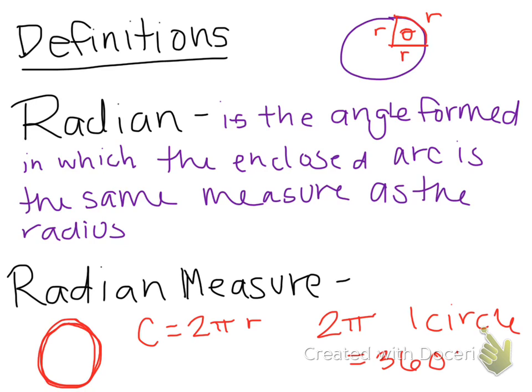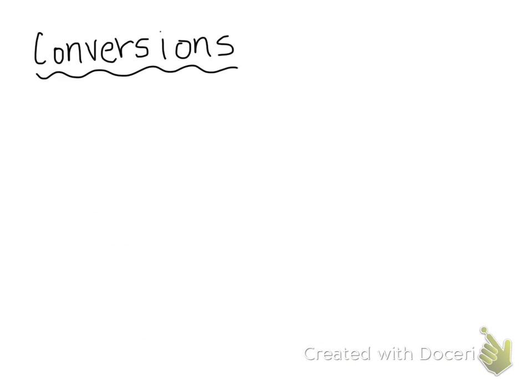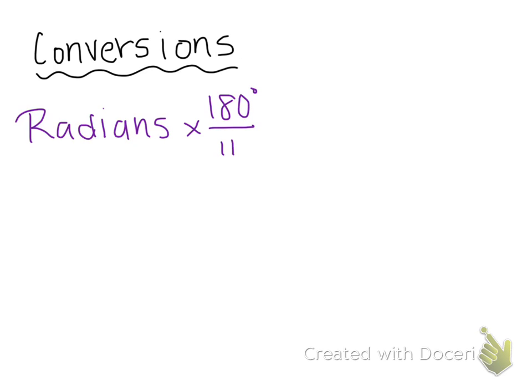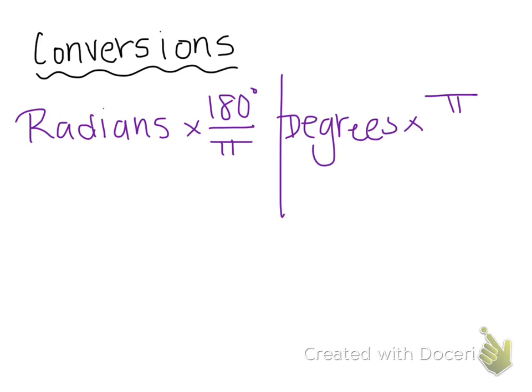Getting into some conversions that you're going to have to know. To go from radians, we're going to multiply by 180 degrees divided by pi. If you're in degrees, you're multiplying by pi over 180. That's how we're going to be able to convert back and forth between these two forms.